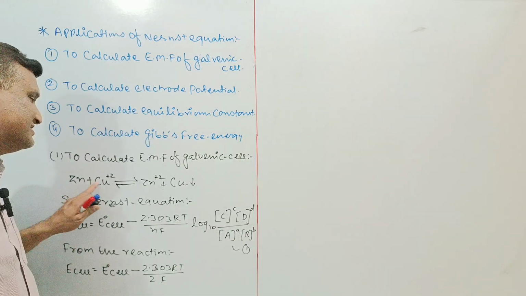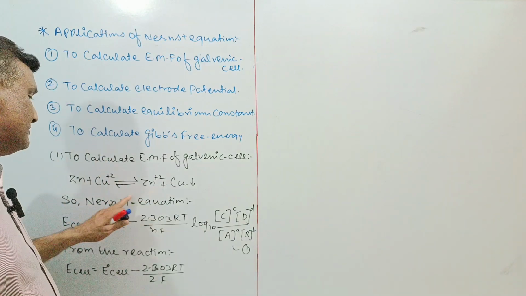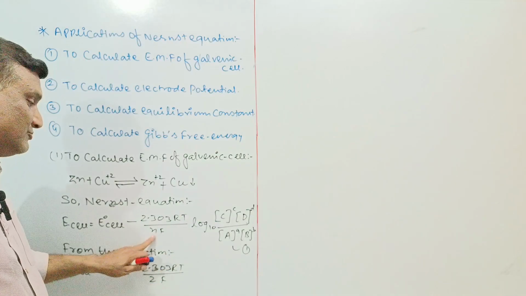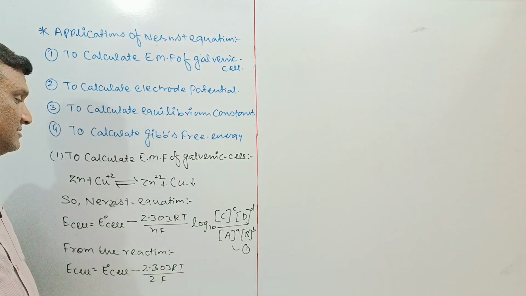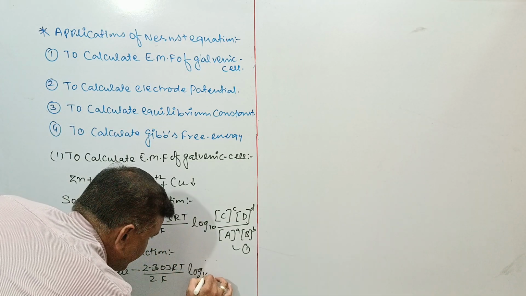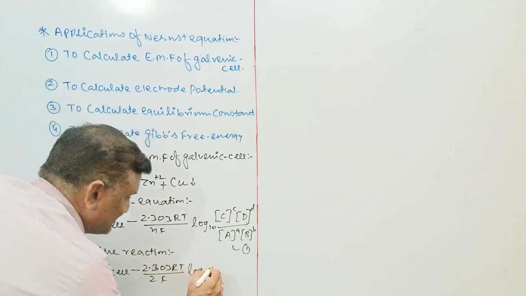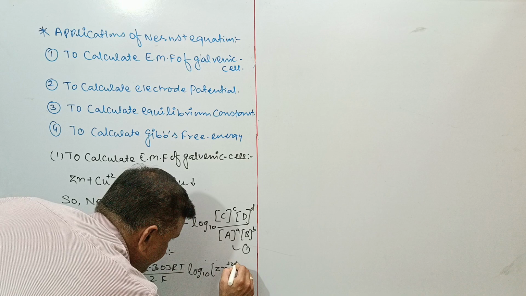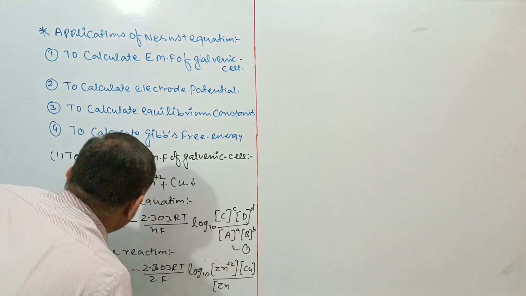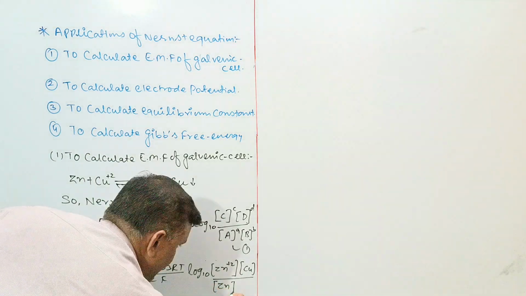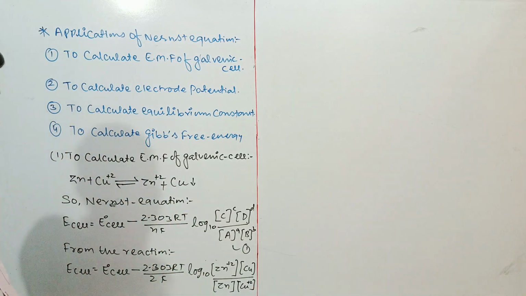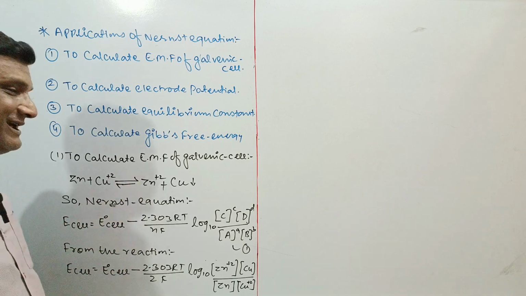Because whenever Zn changes into Zn plus 2, it loses 2 electrons, and whenever Cu plus 2 changes into Cu, it gains 2 electrons. So here n is the total number of electrons, as we have discussed in the Nernst equation, and here is log 10 base. Concentration of product, Zn plus 2 and Cu, upon the concentration of reactant, Zn and Cu plus 2. This is the Nernst equation for your galvanic cell.